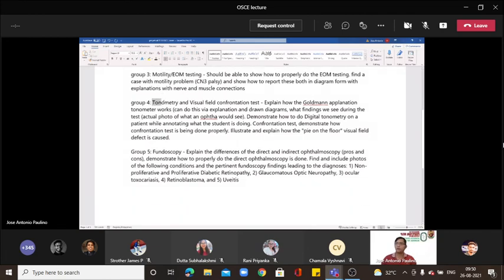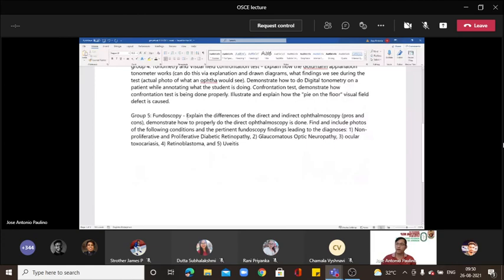Group 4 is the tonometry and visual confrontation test. Explain how the Goldmann applanation tonometer works and demonstrate how to do the digital tonometry while annotating what the student is doing. For the confrontation test, demonstrate how it is done properly and illustrate and explain how the pie on the floor visual field defect is caused.